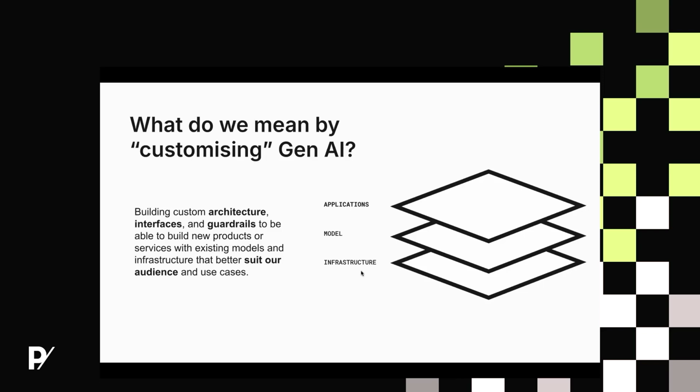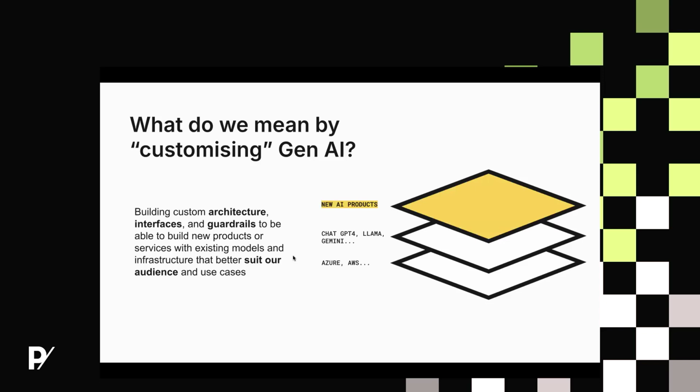How do we consider different infrastructure needs? The more technical things you can read in our report, which I'll link to at the end for a bit more of a technical overview. But some of these questions are really about what we need to be able to do to build custom architecture interfaces and set up the necessary guardrails to build new products and services with these existing models that better suit our audience and use cases.